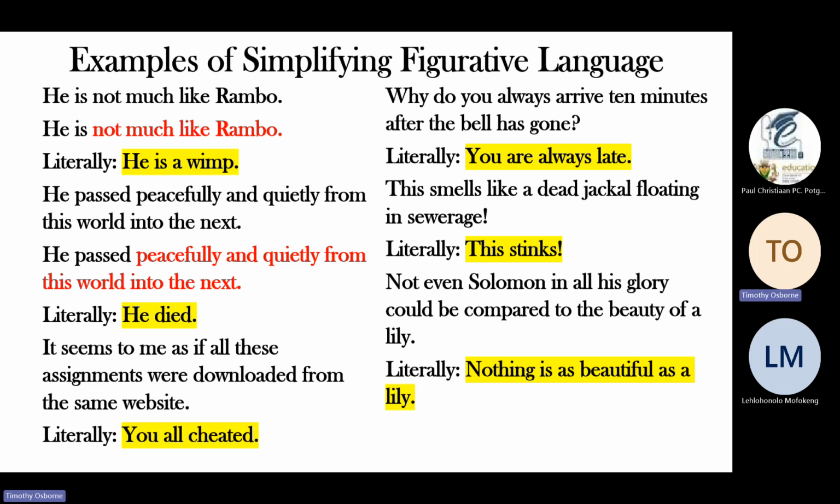Then you've got, from the Bible, not even Solomon in all his glory could be compared to the beauty of a lily. Okay? Now, what is that saying? Simple. Nothing is as beautiful as a lily. That's it. And they're using Solomon because he was the greatest of all the kings ever to have lived. Richest and wisest and everything like that. But not even he was as beautiful as a lily, which occurs naturally, God's handiwork.